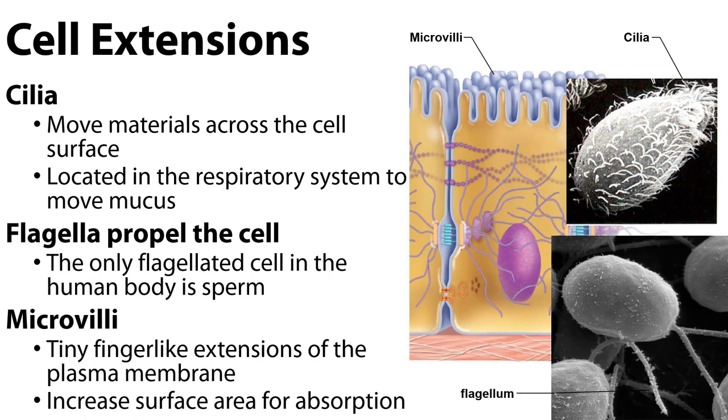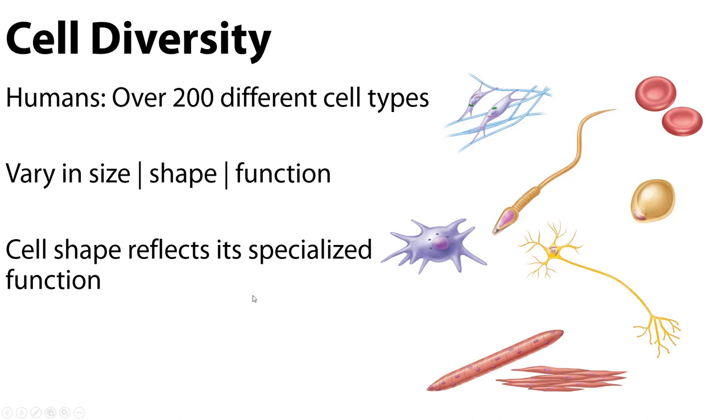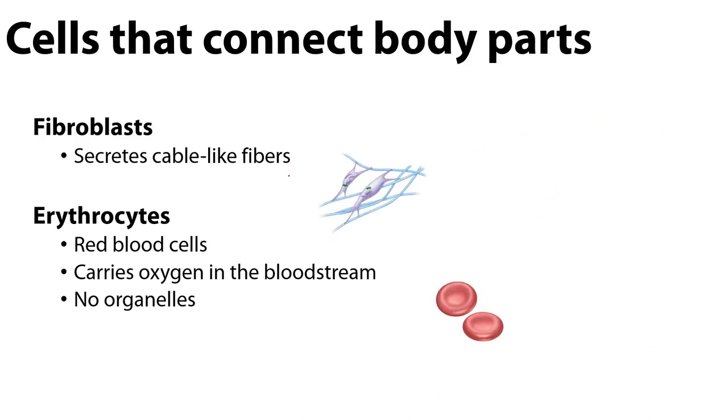Then we talked about cell extensions. We understand that cilia and flagella are both essentially the same thing. We learned microvilli are these extensions of the plasma membrane that increase the surface area, which in turn increases absorption of materials. And then we pretty much left off here. Then we went through the different basic cell types of the body. Remember, the human body has over 200 different cell types. So these are just examples of those 200, a quick survey of them. For example, fibroblasts and erythrocytes are kinds of cells that help connect the body parts. And we had that little discussion in class about how exactly blood connects the body.